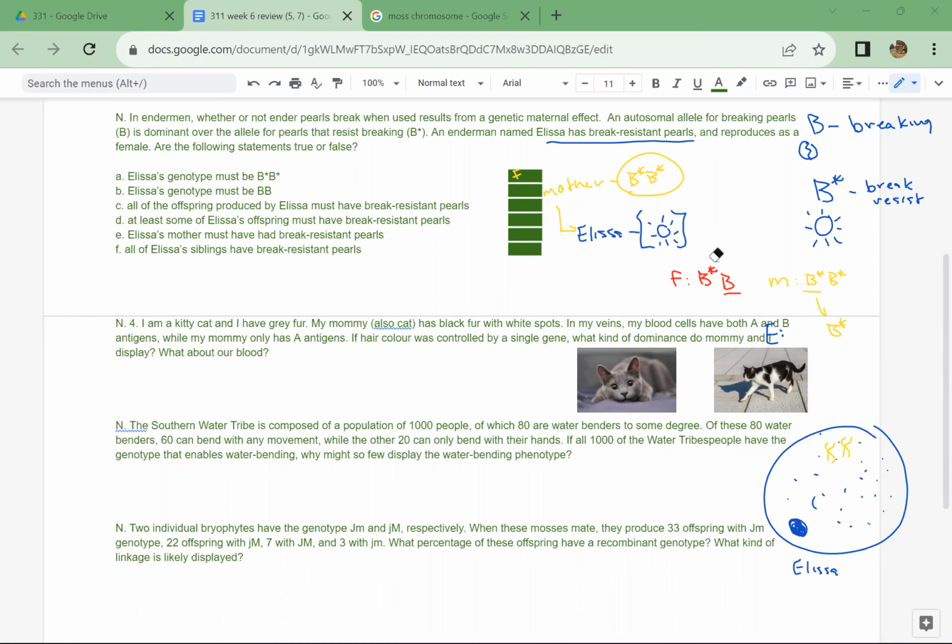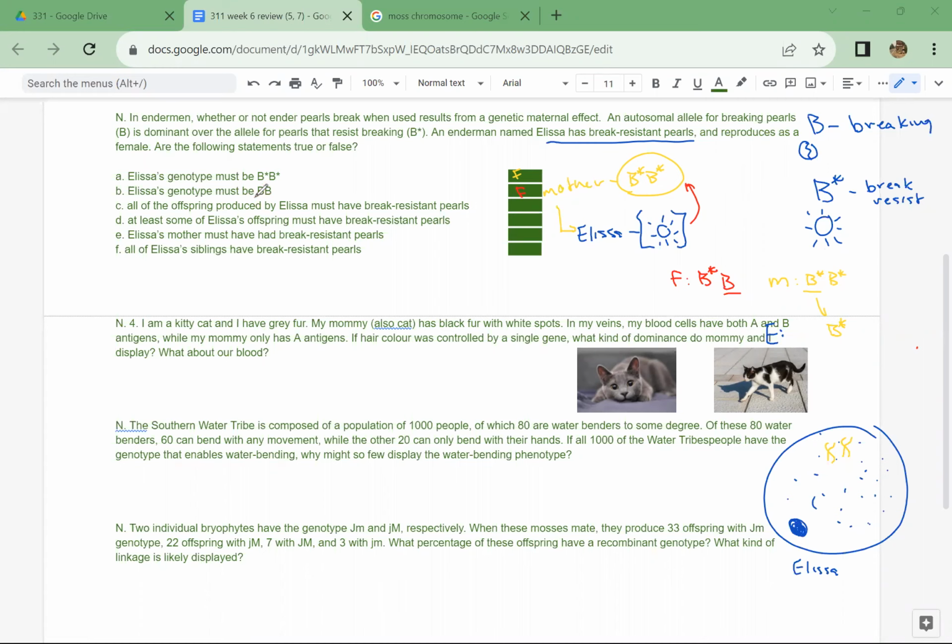This is false. Moving on to part B, Elisa's genotype must be BB. Actually, we know for a fact that this is false because of the genetic maternal effect. We are able to infer Elisa's mother's genotype, and the only allele that she can pass on is a B star allele. Therefore, it's impossible to not have a B star allele in Elisa's genotype.